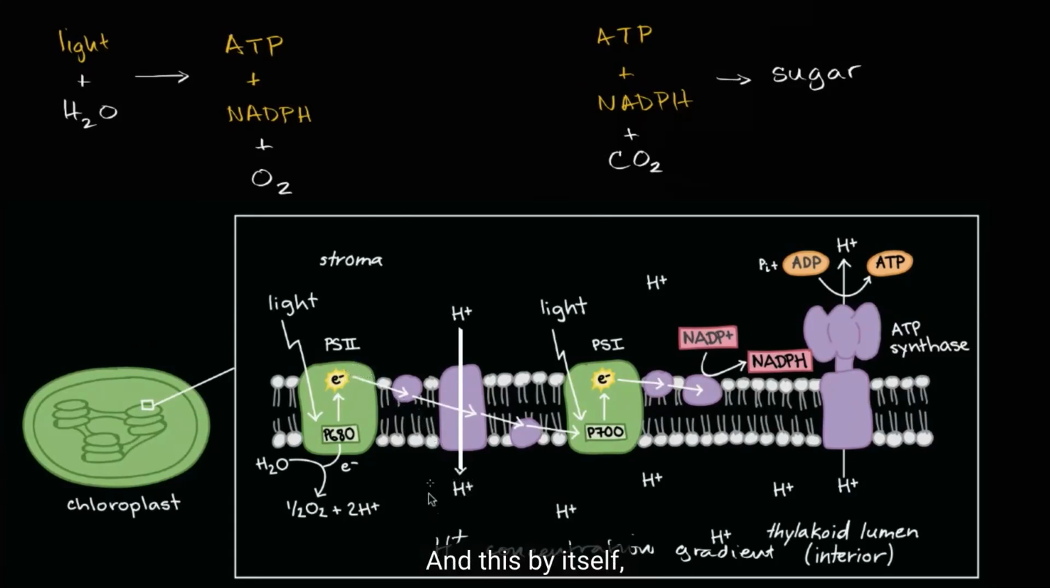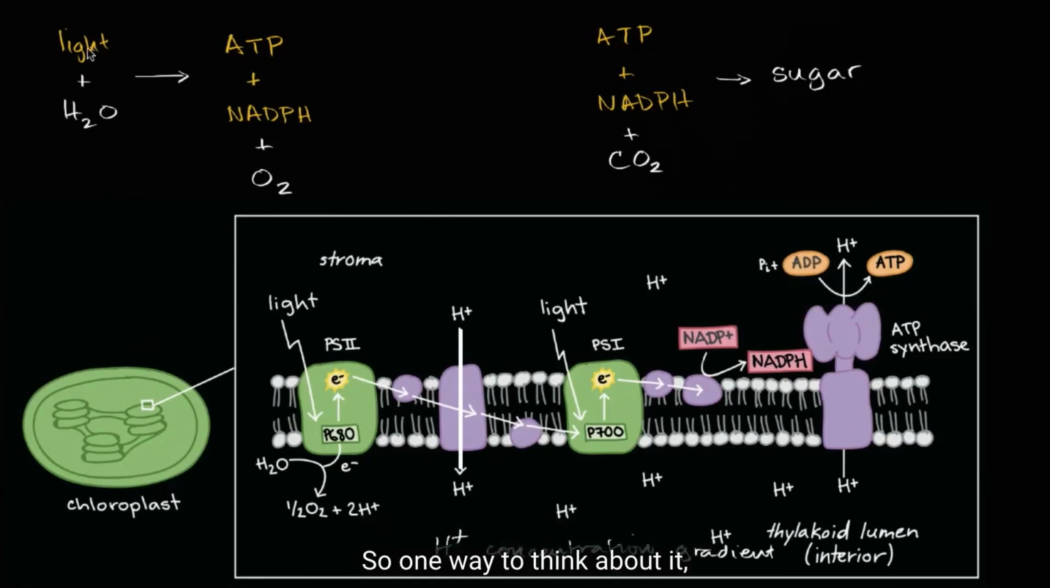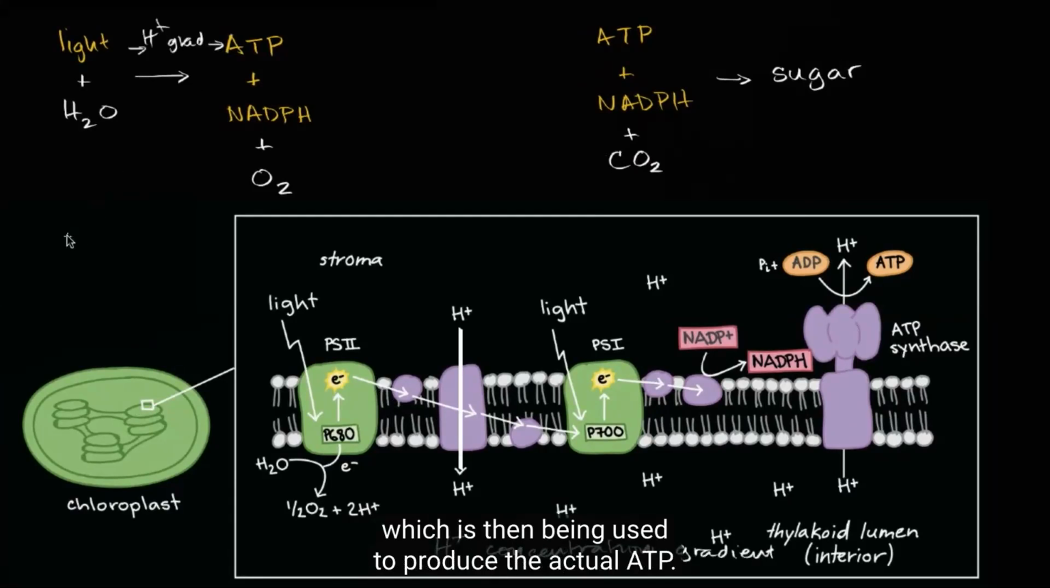And this by itself, this concentration gradient, as we'll see, can be used to fuel the production of ATP by ATP synthase. Those hydrogen ions want to get back out. They want to go down their concentration gradient, and as they go back out through the ATP synthase, it essentially turns that motor that can jam the phosphate group onto ADP to produce ATP. So one way to think about it, this is producing a hydrogen ion gradient. We could say H plus gradient, which is then being used to produce the actual ATP.